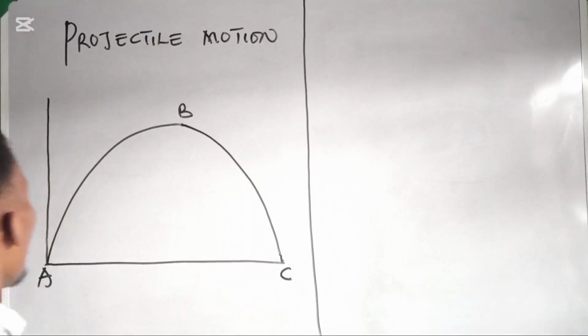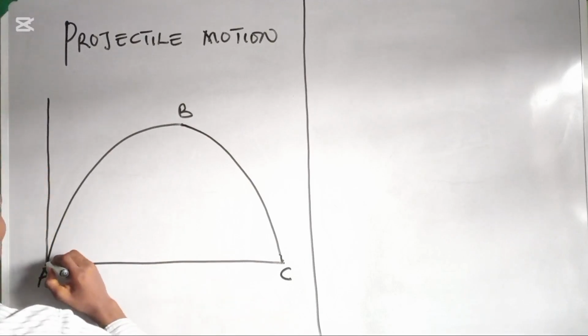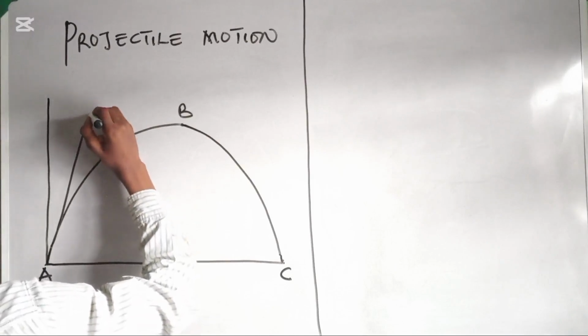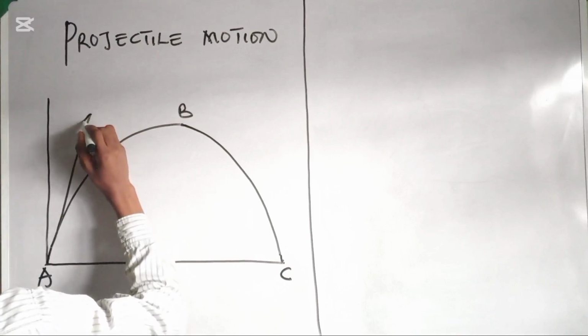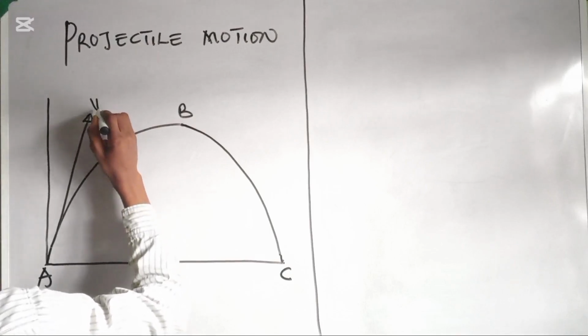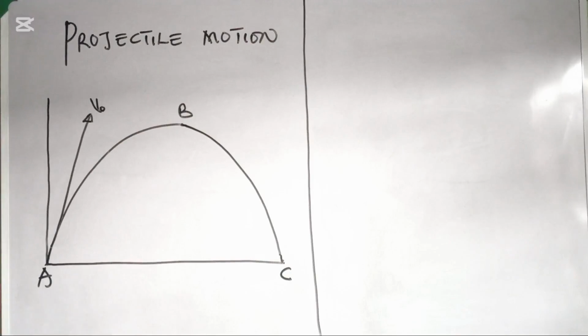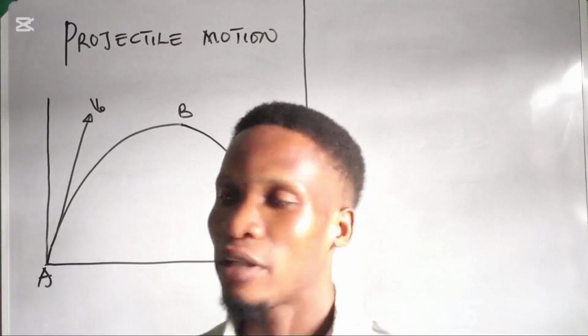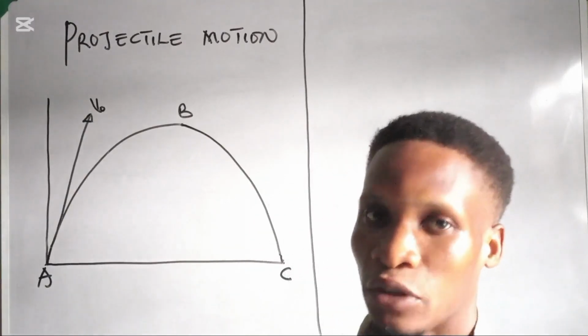So now we have a velocity here. This line stands for what? Velocity. This we call V naught. It stands for the initial velocity of that particular object that was projected.